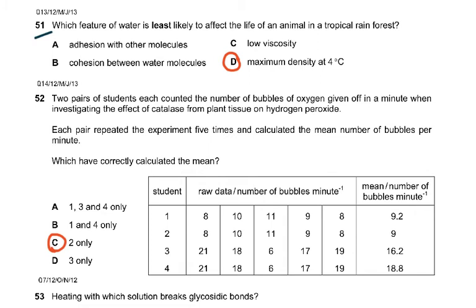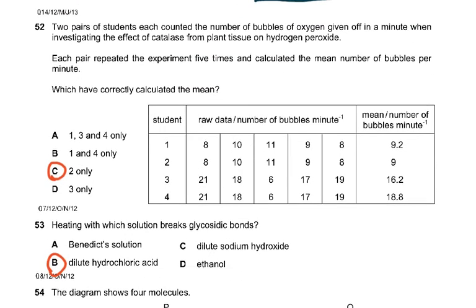Question 51. Which feature of water is least likely to affect the life of an animal in a tropical rainforest? Maximum density at 4 degrees, that's only when ice freezes and then it starts to come to the surface, and of course that means the fish in the bottom layers will survive. This has also been removed from the syllabus.